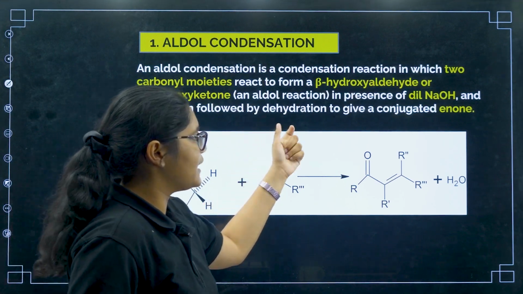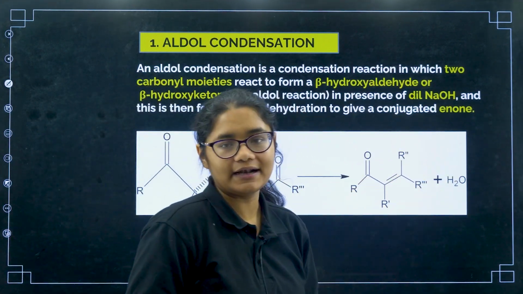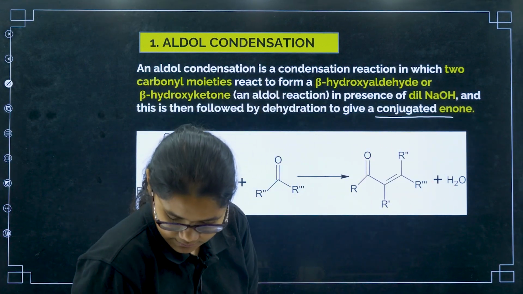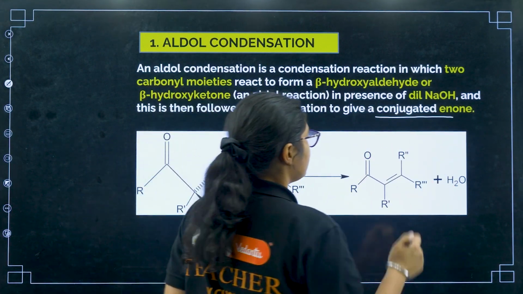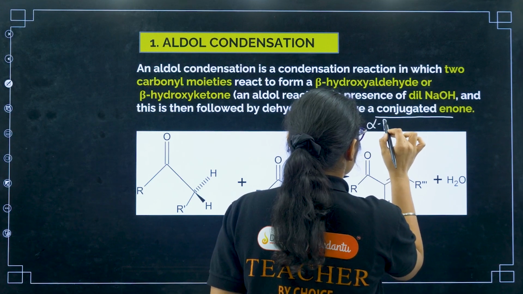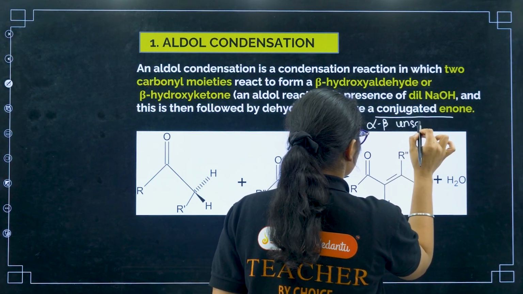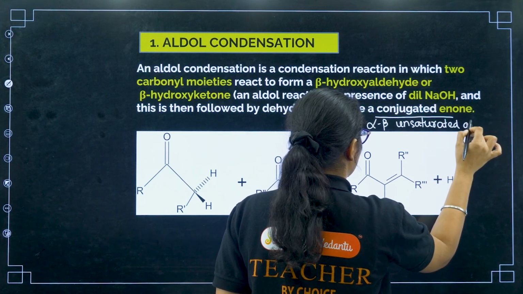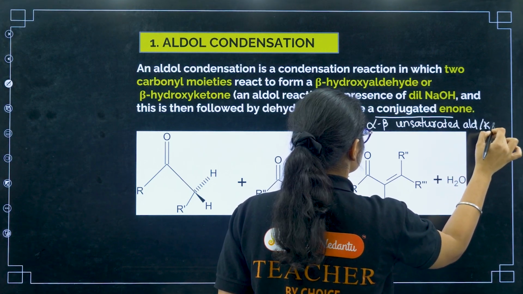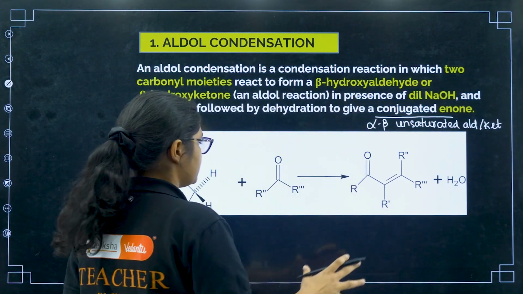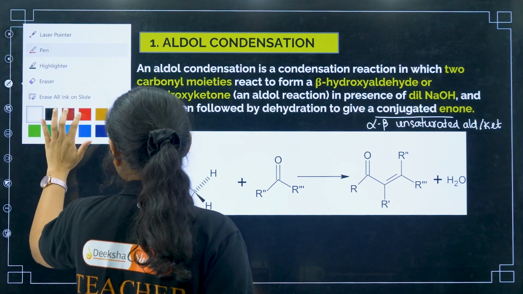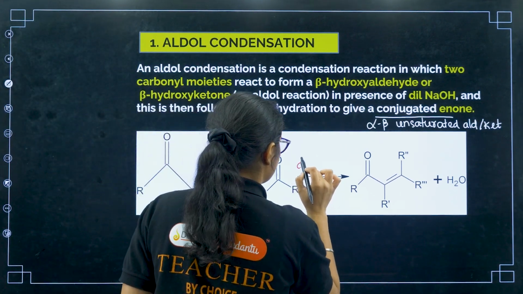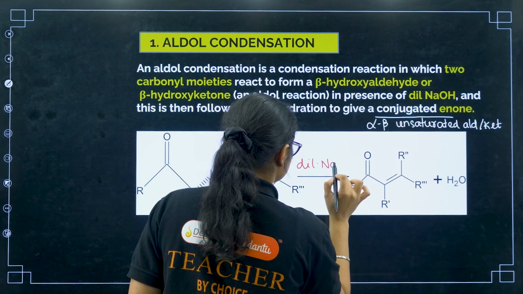This is followed by dehydration to give you alpha beta unsaturated aldehydes or ketones. The reaction is already there. Here you can see what is missing: I haven't given you the reagent. So it is dilute NaOH.